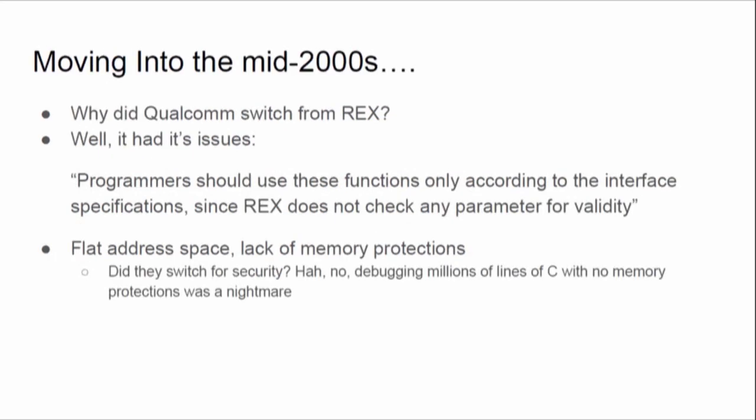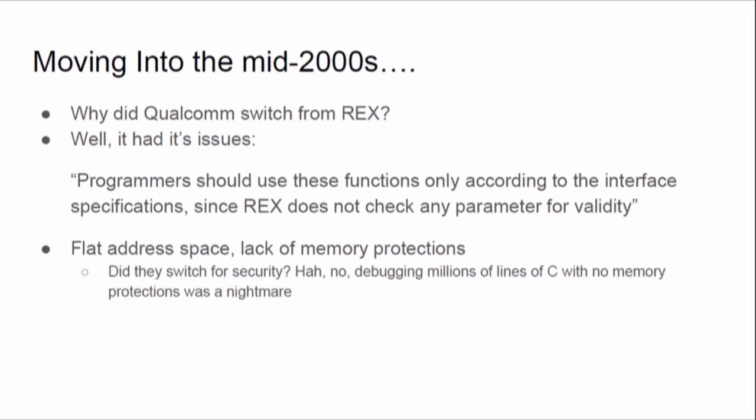So kind of moving out of the end of the 90s and into the mid-2000s, Qualcomm decided to switch away from Rex. And they didn't actually do it for any security reasons. It's just really tricky to debug code when you have no memory protections. You don't know whether something's being caused by some of your code overwriting some other code accidentally. It's really tricky to debug things. So they started looking for solutions.